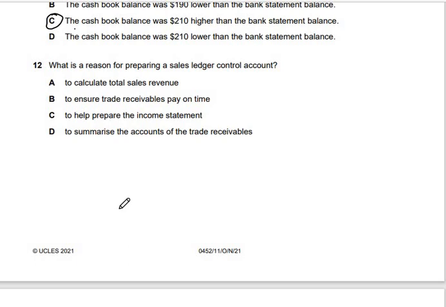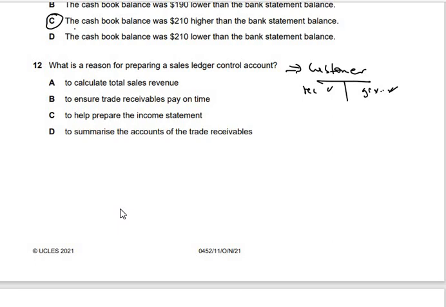Right, let's look at question number 12. What is a reason for preparing a sales ledger control account? Remember, when I talk about sales ledger control account, please think about the customer's account in the sales ledger. What you do to the customer's account: when the customer receives, you debit. When the customer gives, you credit. Right? So you debit when a customer receives, and you credit him when a customer gives.